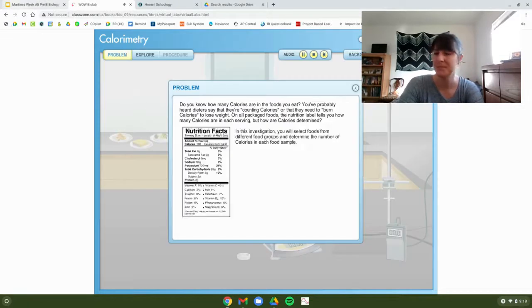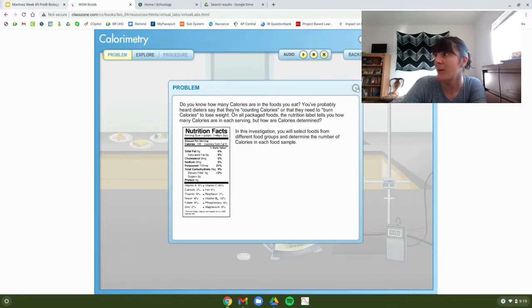Do you know how many calories are in the foods you eat? You've probably heard dieters say that they're counting calories or that they need to burn calories to lose weight. On all packaged foods, the nutrition label tells you how many calories are in each serving. But how are calories determined? In this investigation, you will select foods from different food groups and determine the number of calories in each food sample.